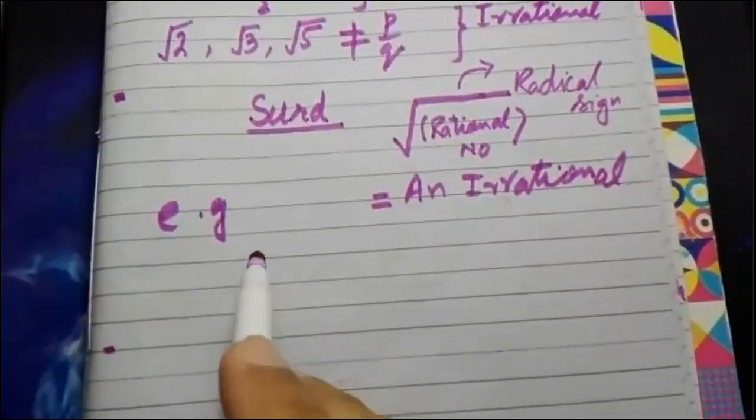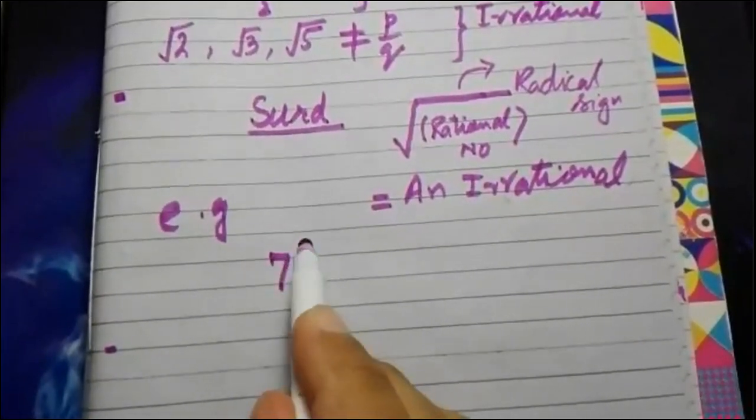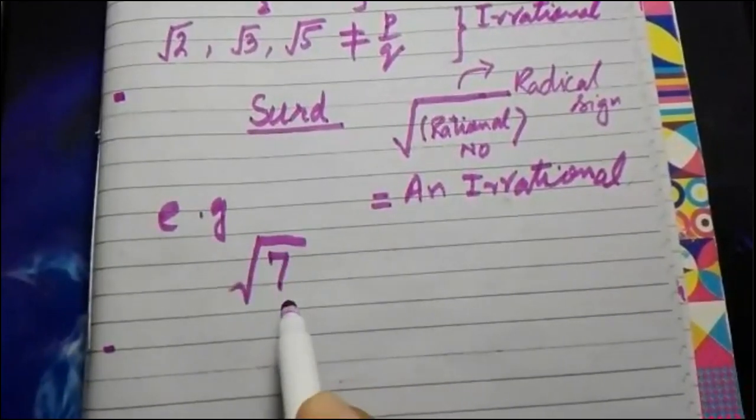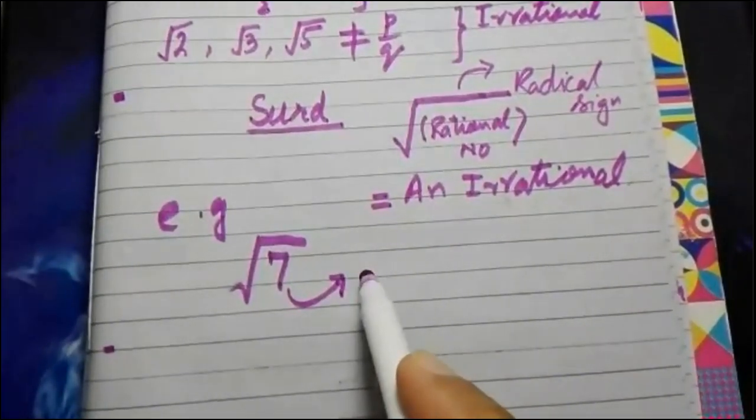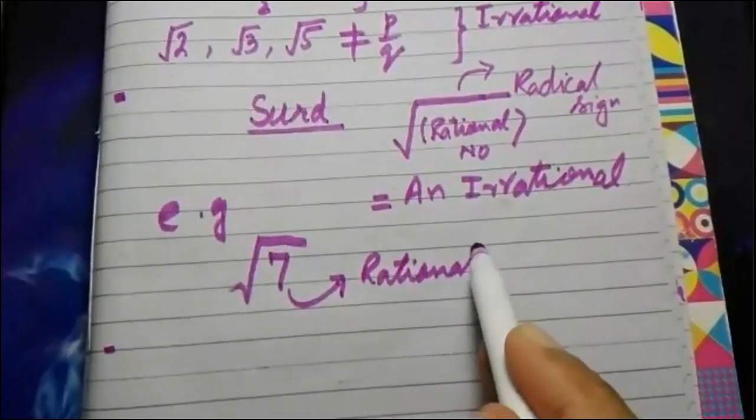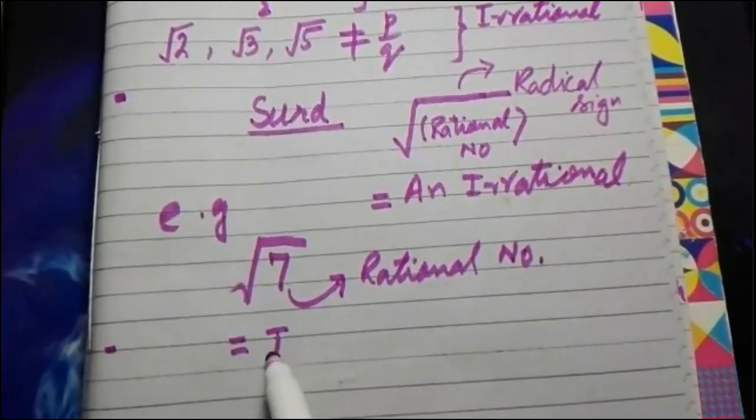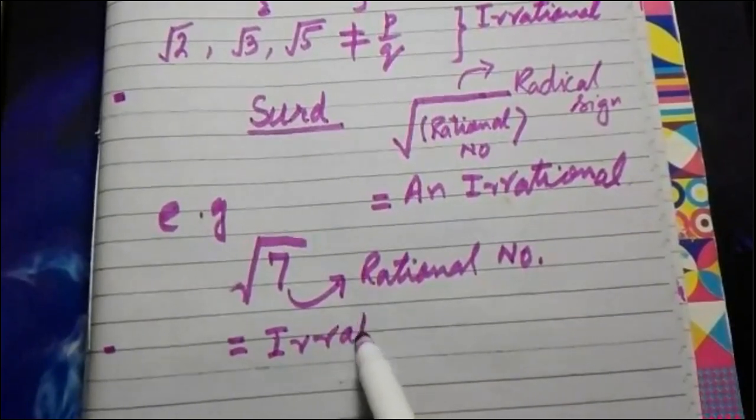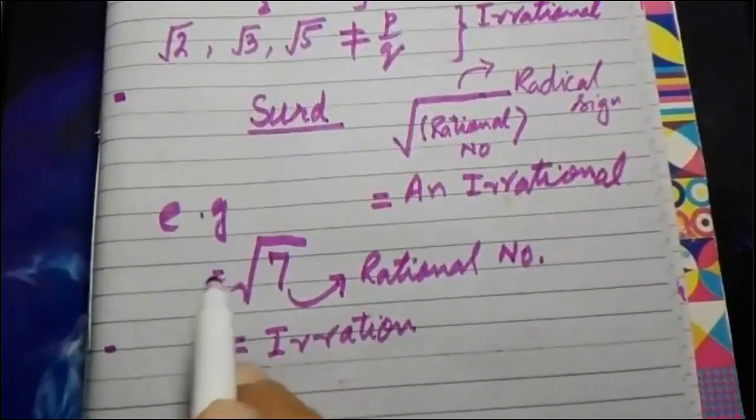For example, let's suppose I would write any number, like 7 under root. In 7 under root, you can see that 7 itself is a rational number because it can be written in P over Q form. It is a rational number. And when you evaluate overall under root 7, it is an irrational number according to the definition I explained above. So then you can see that actually under root 7 is a surd.